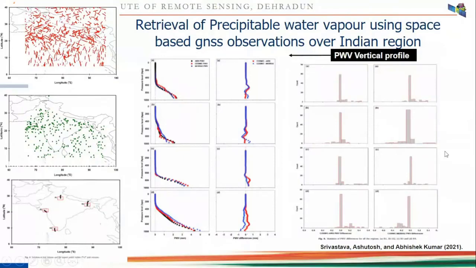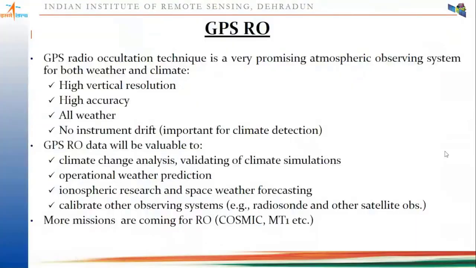So this is also like a ground-based technique. This space-based technique is also very promising, an atmospheric observing system for both weather and climate. It has high vertical resolution and high accuracy. It works in all weather, and there is no instrument drift. It will be valuable for climate change analysis, validating climate simulations, operational weather predictions, ionospheric research, and space weather forecasting. It is also useful for calibrating other observing systems as well.